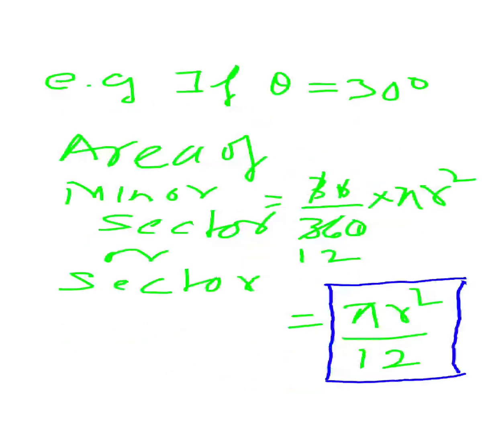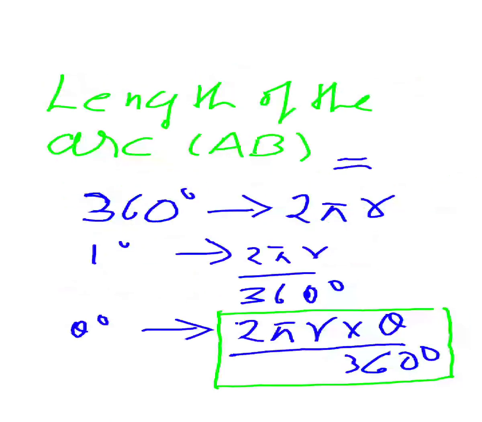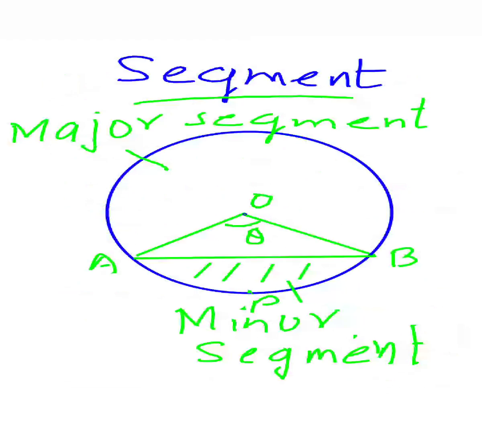And now if we somehow know the area of this triangle OAB, can we get the segment from that sector if we subtract the area of the OAB triangle? Do you think we will be able to get that minor segment?